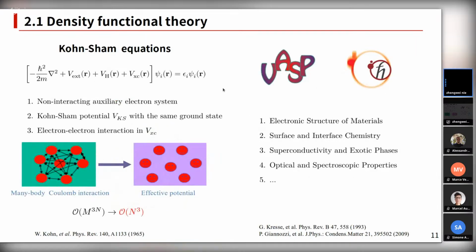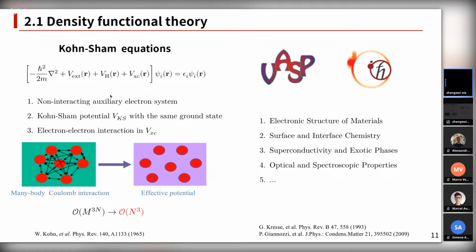One year later, Kohn and Sham established the Kohn-Sham equations. It is a realization of the HK theorem. It uses an auxiliary non-interacting electron system to substitute the real many-body electron system. The auxiliary system is under the Kohn-Sham potential and reproduces the same ground state charge density as the real system.